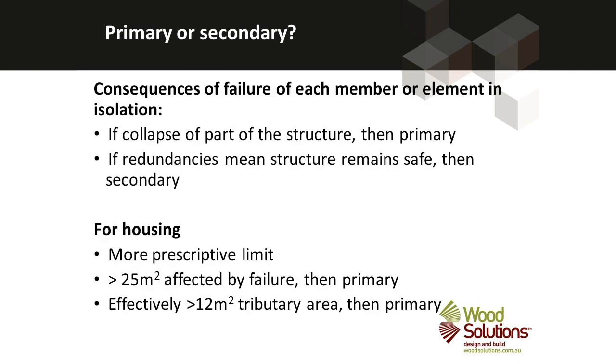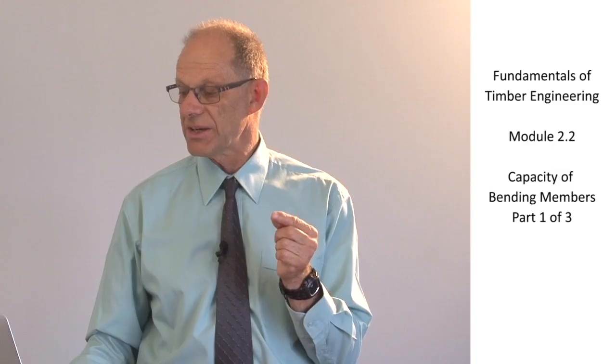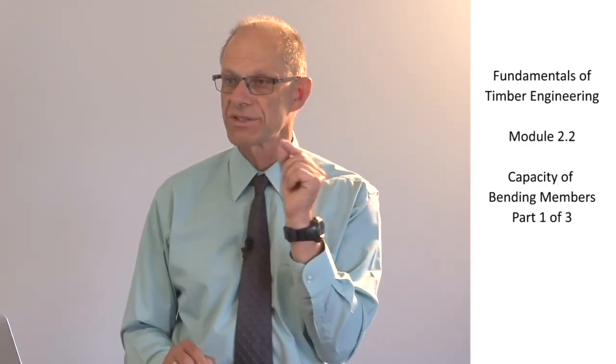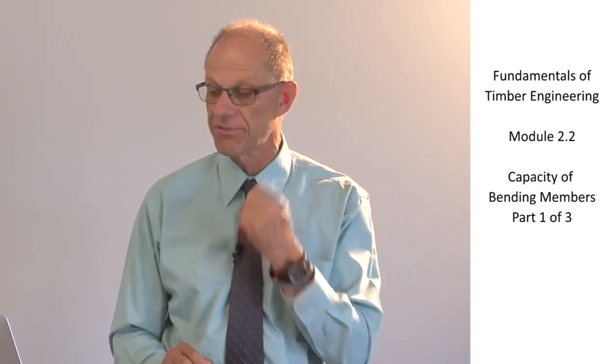The consequence of failure is what we're thinking about. If the consequence of failure of an individual member is to cause a collapse of part of the structure, that is a primary member. If, on the other hand, the structural form can bridge over a failed member, then that is likely to be a secondary member. So in viewing a structure, we have to think carefully about what is the consequence of each member failing.